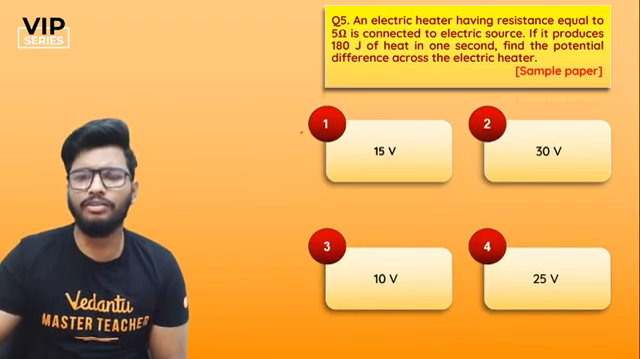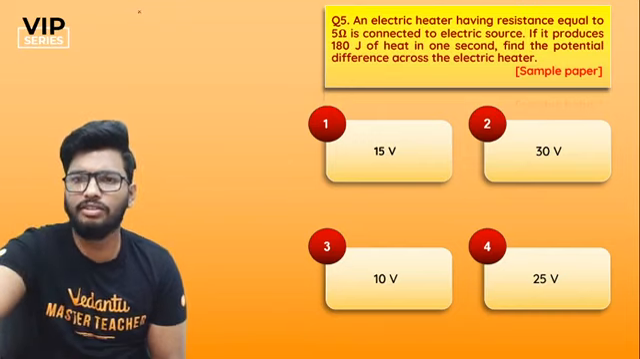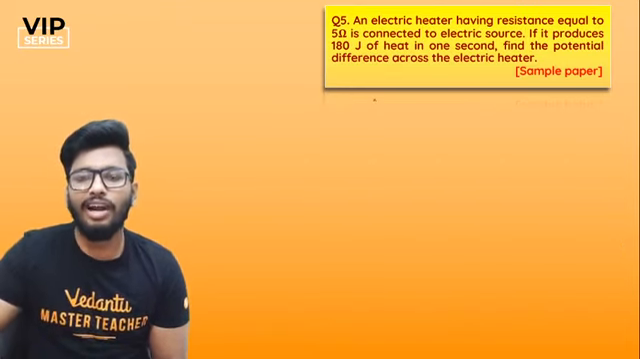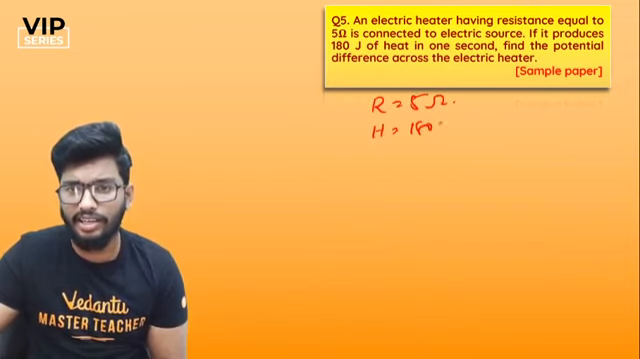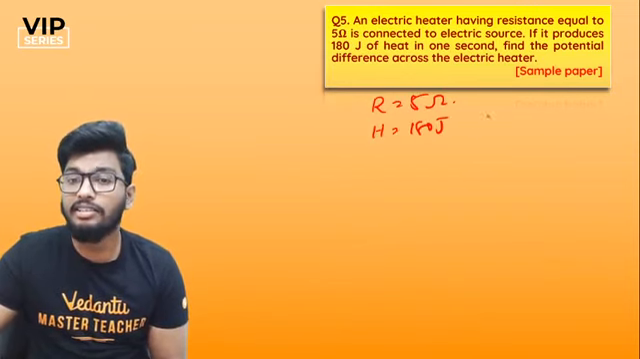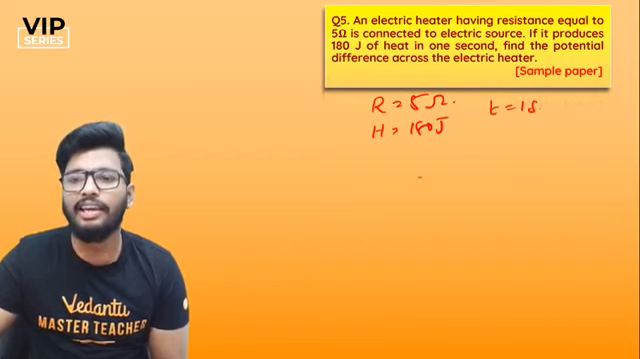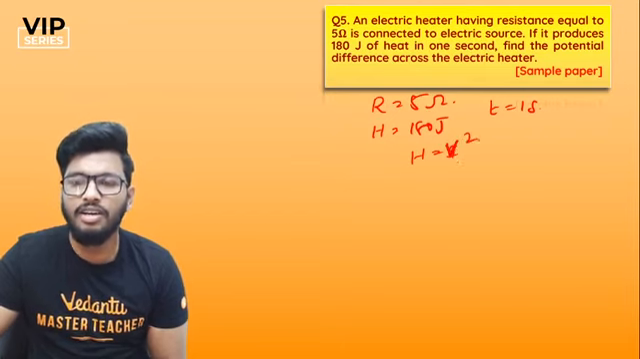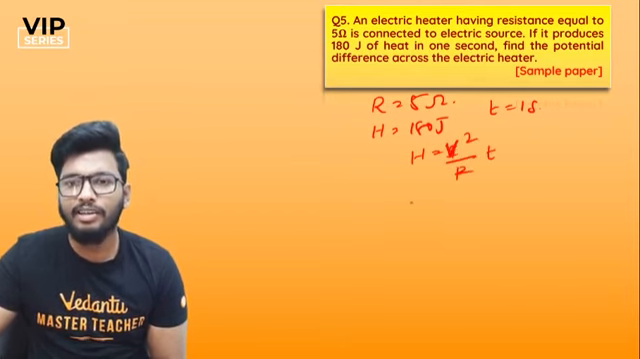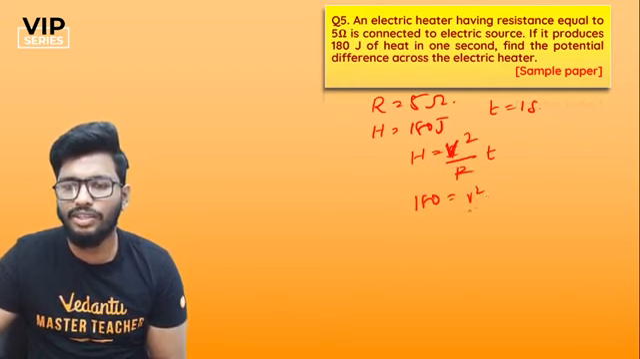So let's try to write down the values. Resistance is given as 5 ohms. The heat energy produced is 180 joules. The time taken is given as 1 second. So H is equal to I squared RT, but we'll take it as V squared by R into T, because we're supposed to find the potential difference. So 180 is equal to V squared by R, which is 5, into time, which is 1.